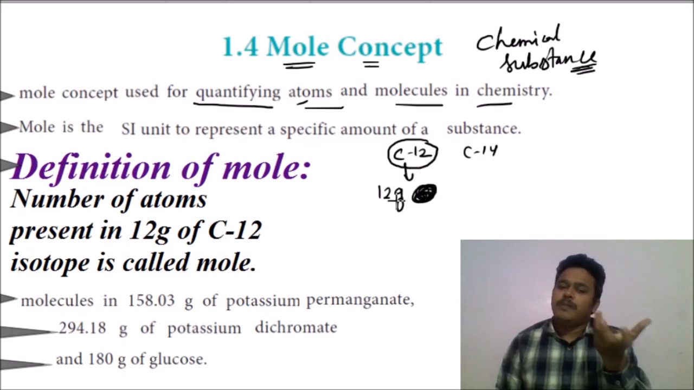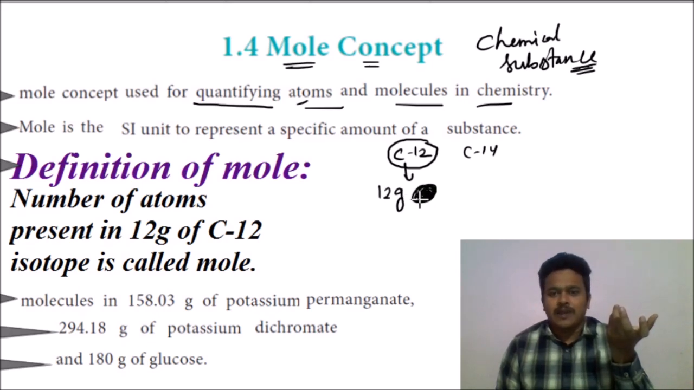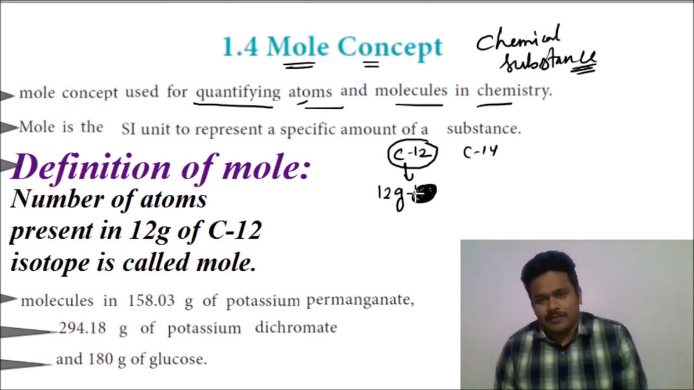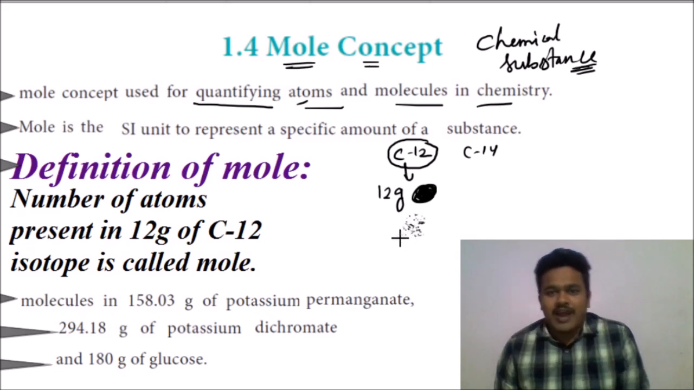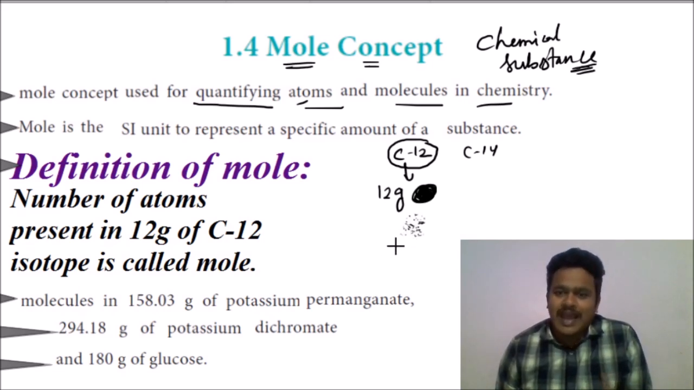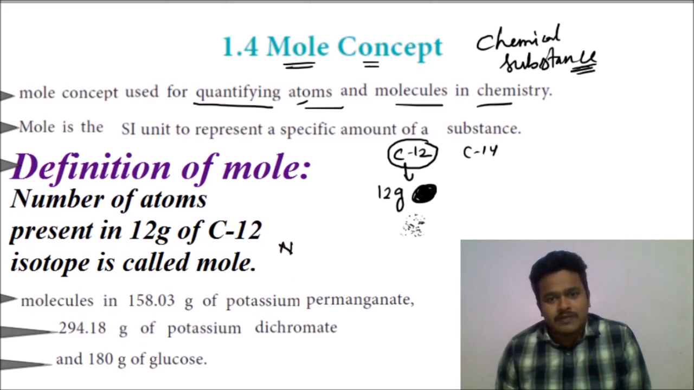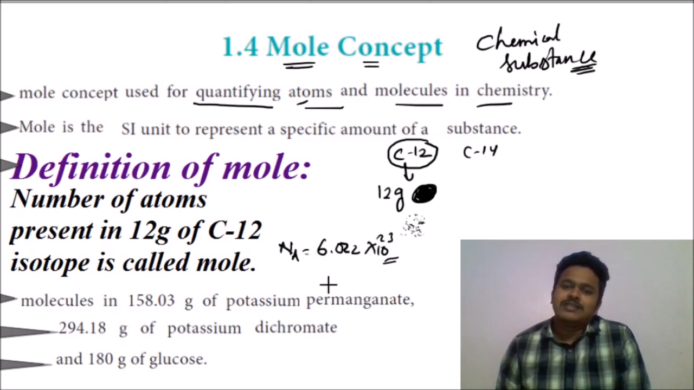So I am taking 12 grams of the C12 isotope. In this 12 grams, how many atoms are there? It is a combination of some number of atoms. That number of atoms is called a mole. Later, that number of atoms is called the Avogadro number. The Avogadro number is represented as Na, and it is 6.022 into 10 power 23. Later it was named like this.